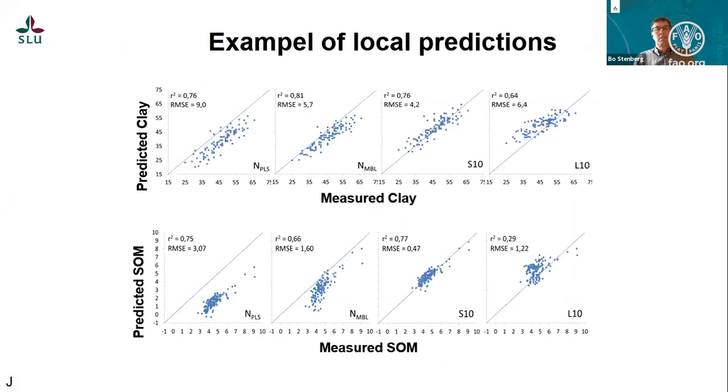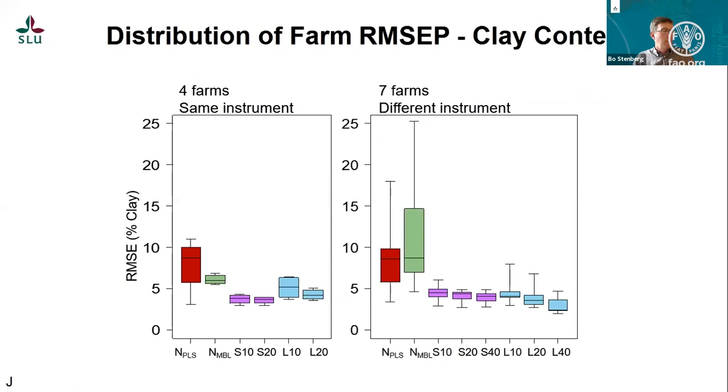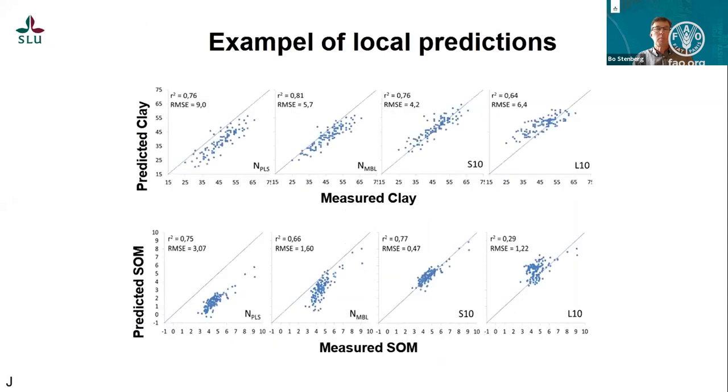And that was for clay, and for organic matter it looks more or less the same. It's the same type of results, and these are the results visualized. So the standard, straightforward PLS, you see the strong bias. We get rid of most of the bias with the memory-based learner, and this is one of the four farms, and with spiking it improves even more. And it's actually better than the local calibration with 10 samples from just that farm without the national library. So that's the results from that.